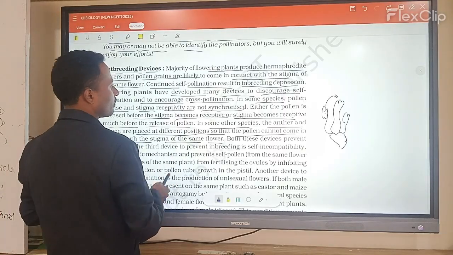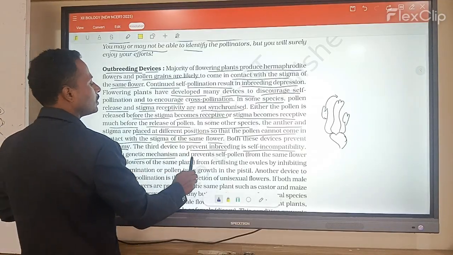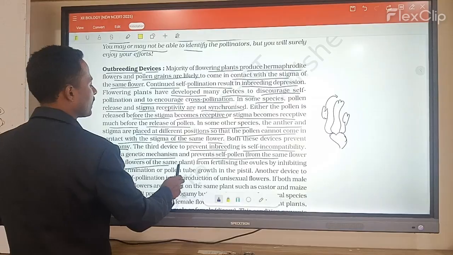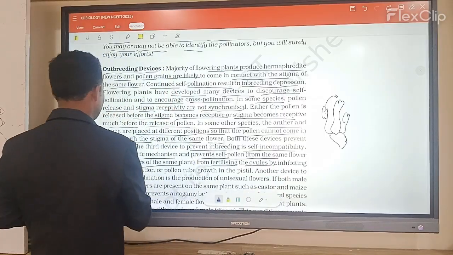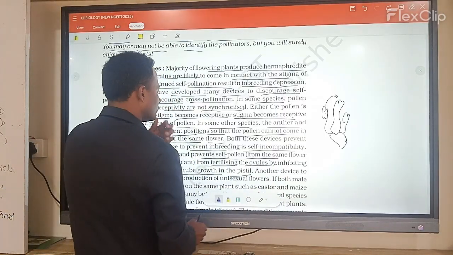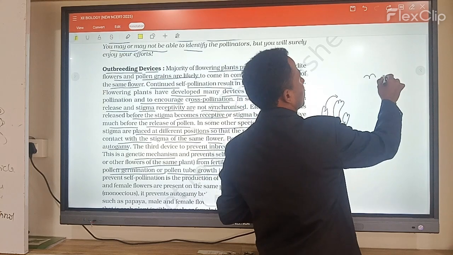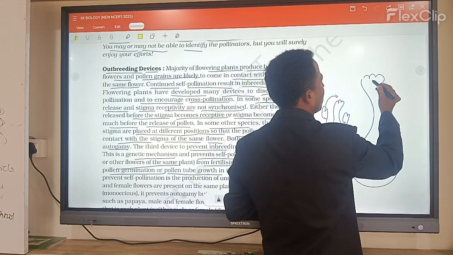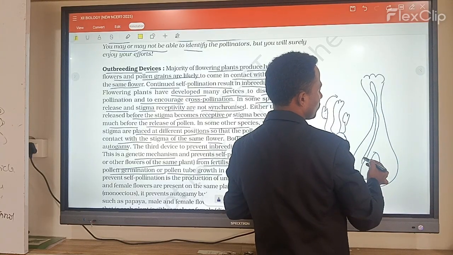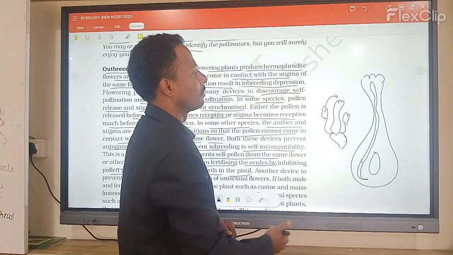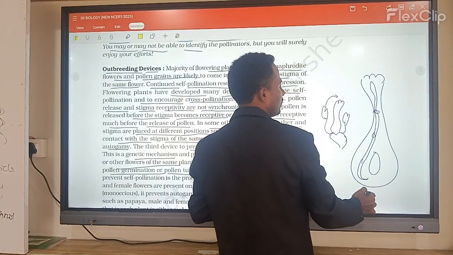The third device, which prevents inbreeding, is self-incompatibility. This is a genetic mechanism that prevents self-pollen from the same flower or plant from fertilizing the ovules, by inhibiting pollen germination or pollen tube growth in the pistil. In self-incompatibility, the pollen tube growth in the style is stopped, so the pollen grains do not reach the ovule. Here pollination does not take place.